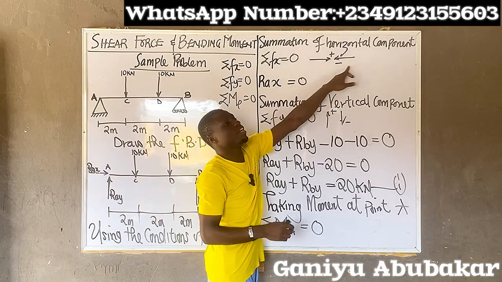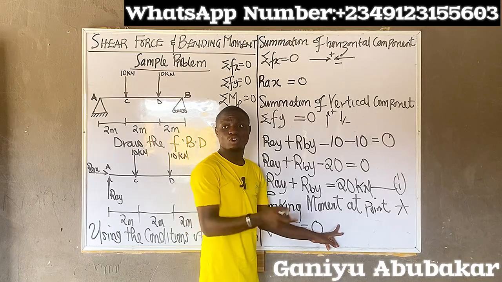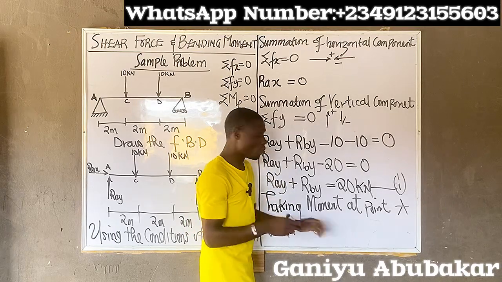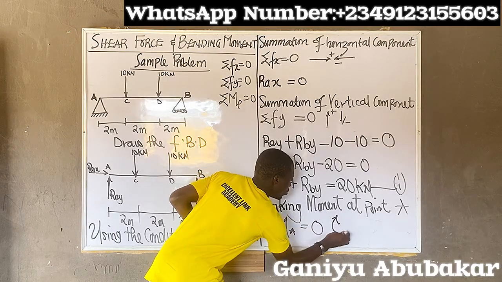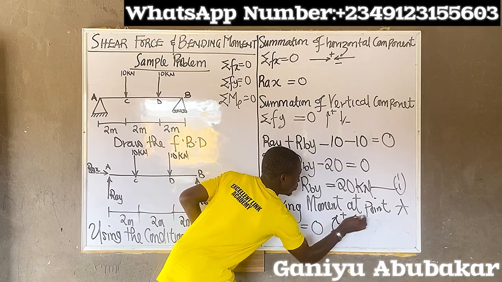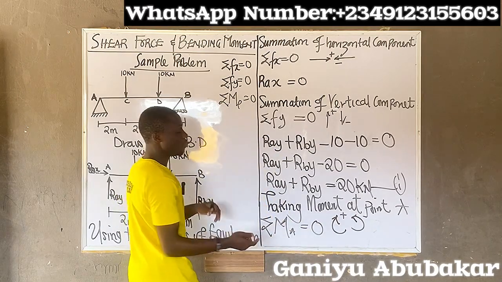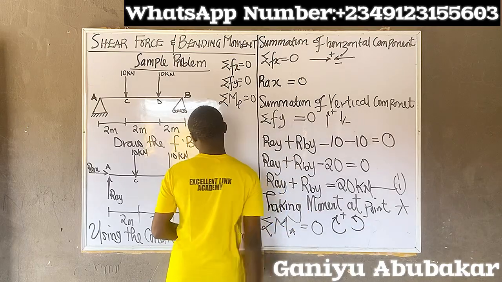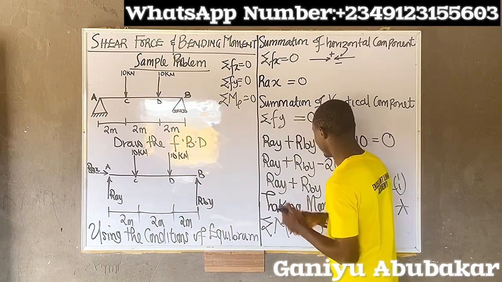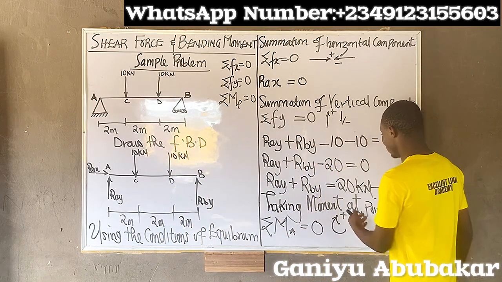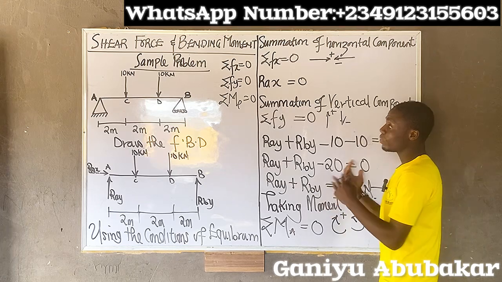What are you considering here? Here is left and right. Here is up and down. Here is clockwise and anti-clockwise. That gives you this one positive, this one negative. So clockwise direction gives you positive, anti-clockwise gives you negative. So let's get the value of summation of M at A. Before I proceed, copy down.